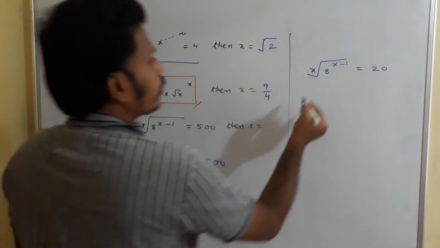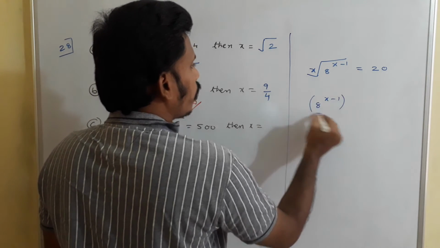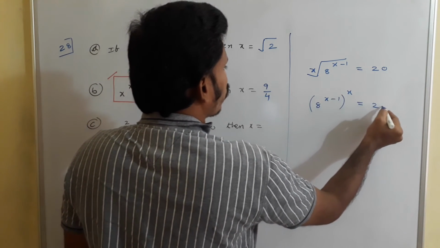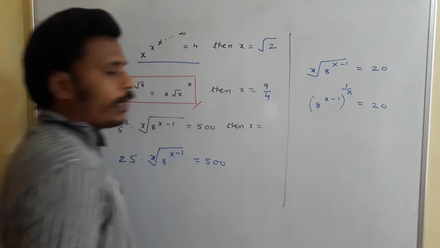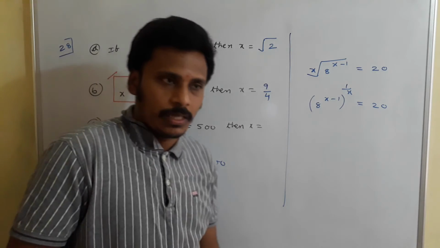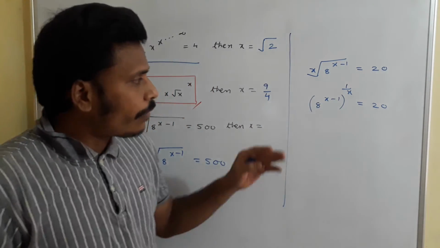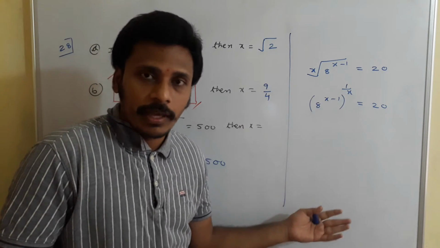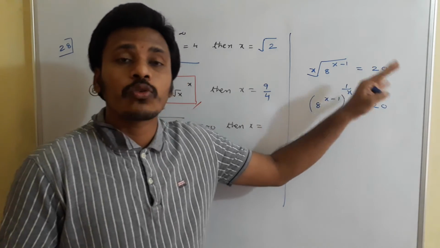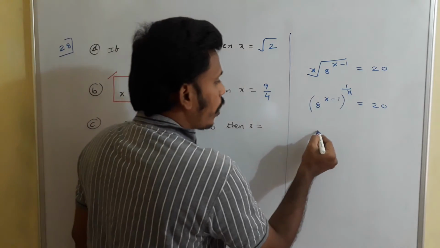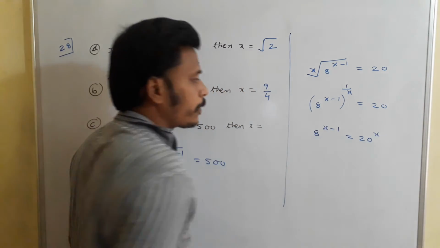And see, x-th root of 8 power x minus 1. So 8 power x minus 1 to the power x is equal to 20, right? No, 1/x here. x-th root means power 1/x. So (8 power x minus 1) to the power 1/x is equal to 20. Since our intention is to find the value of x, you just send this power 1/x to that side. If you send this 1/x to that side, it will become power x, right? So 8 power x minus 1 is equal to 20 power x.